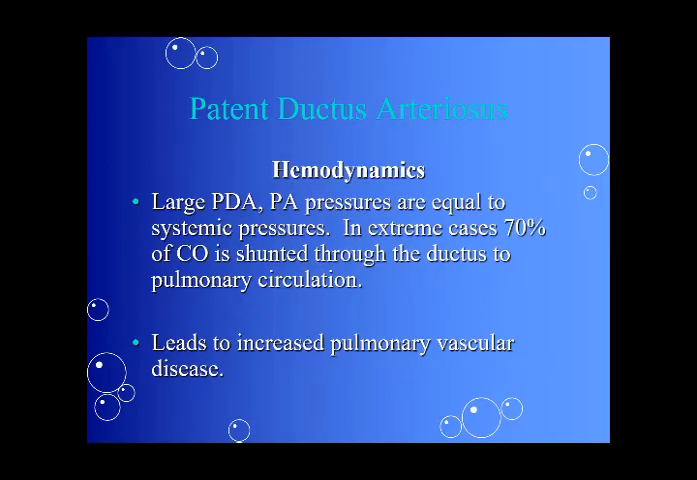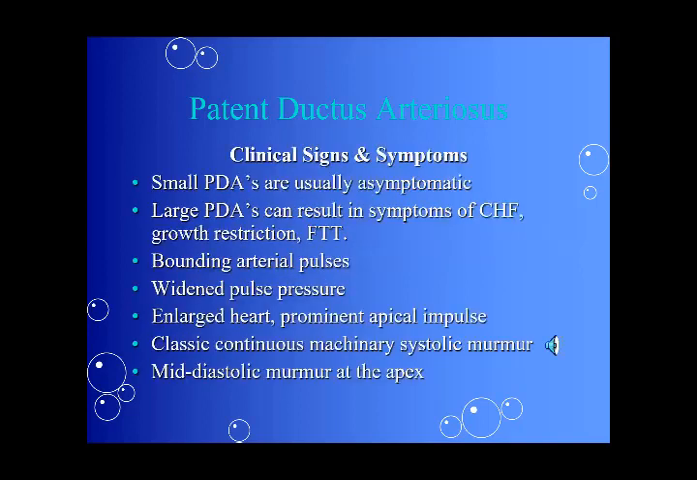In a hemodynamically large PDA, the pulmonary artery pressure is equal to the systemic pressure. In extreme cases, 70% of the cardiac output is shunted through this ductus to the pulmonary circulation. When this large amount of blood is pumped into the pulmonary circulation, it leads to increased pulmonary vascular resistance and disease. Small PDAs are usually asymptomatic and do not cause any problem to the patient. Large PDAs can result in symptoms of congestive heart failure and growth restriction. The patient repeatedly presents to you with pulmonary congestion and pulmonary problems, and these patients also present with failure to thrive.